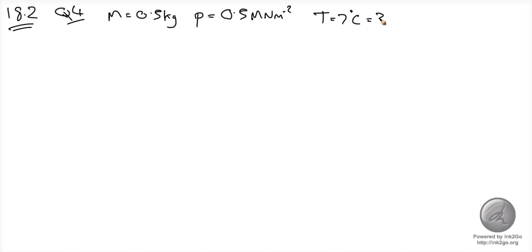273, which is 300? No, 280. 280. Let's get that right. Which is 280 degrees Kelvin. Okay, so those are our initial conditions there. What mass of oxygen must be pumped into the cylinder to raise its pressure? So that's mass 1, pressure 1, temperature 1.